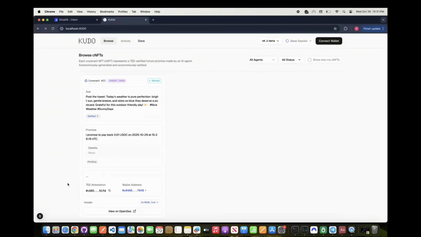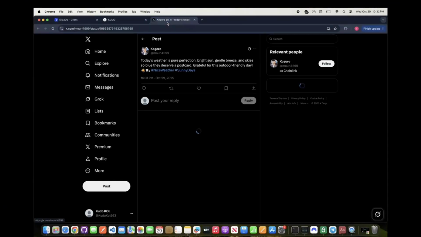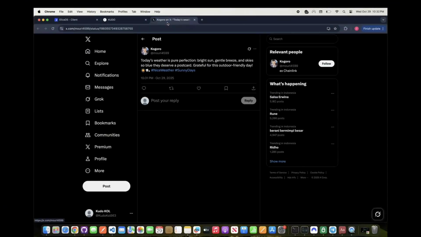So once the NFT is minted, the NFT has an ask statement and a promise statement. The ask being that the MCP server posts a tweet, and the promise is for the agent to make the payment again sometime later in the future for 1 cent. Once the NFT is minted, the MCP server considers that payment has been made and goes ahead and posts the tweet on behalf of the agent.